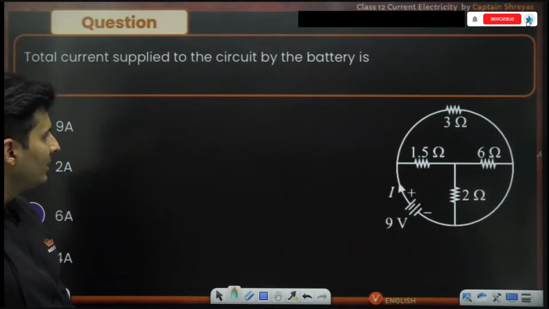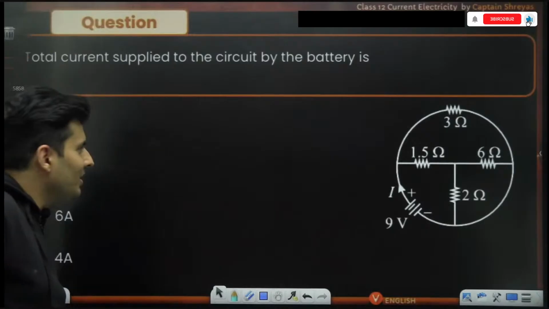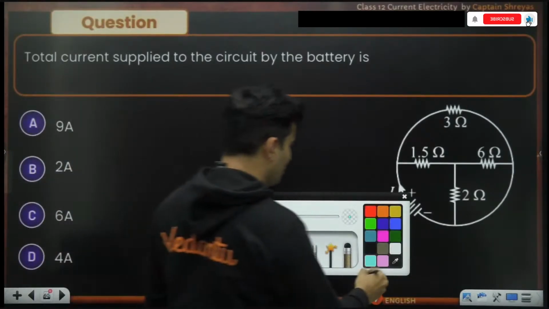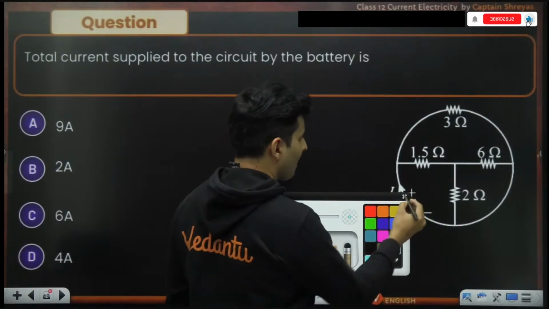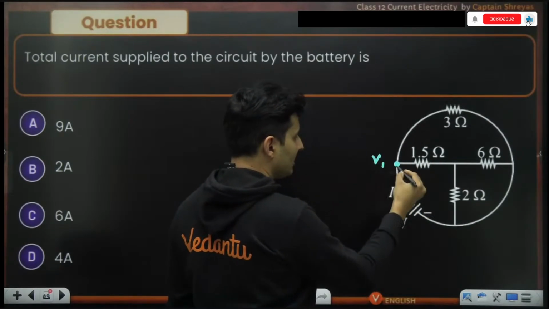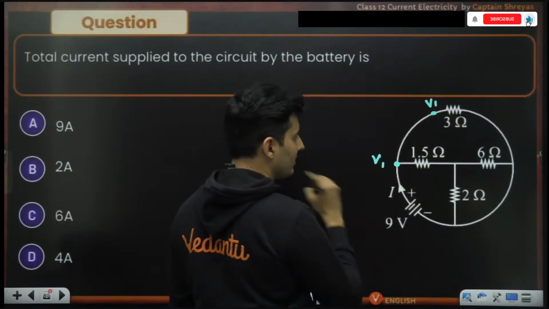The total current supplied to the circuit by the battery is. What a question, guys. I think it is some series parallel only. It's just that it is not shown in that beautiful form. Okay. Let me take this point and assume this as V1 voltage. Same V1 is also there here, only till this point.